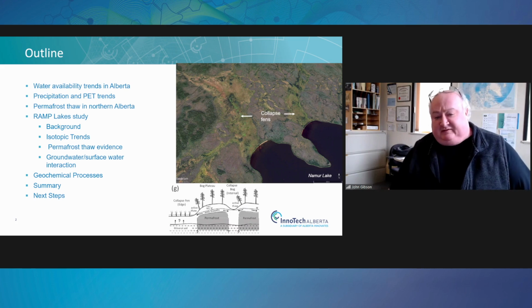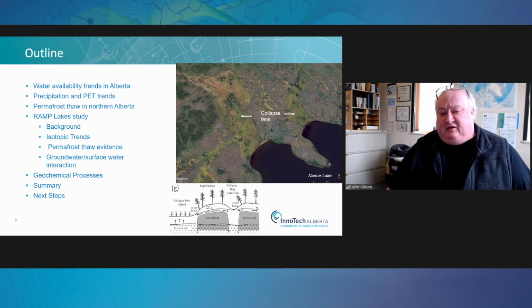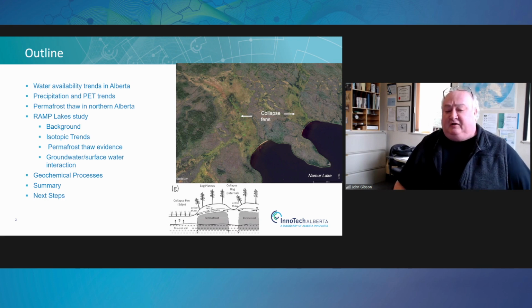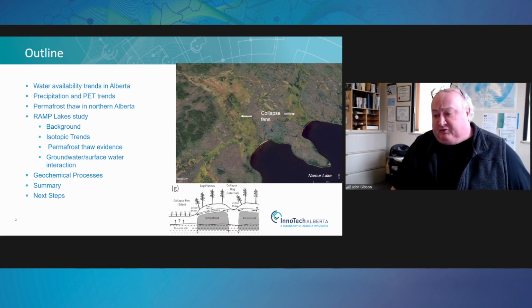So it's a case study that uses isotopes to trace changes in water balance and also to look at the changes in the geochemistry of these lakes. So I'm going to tell you a little bit about those isotopic trends, some of the evidence of permafrost thaw, and some of the implications of that. And Francisco's going to talk a little bit about the geochemical processes that are affected by this.